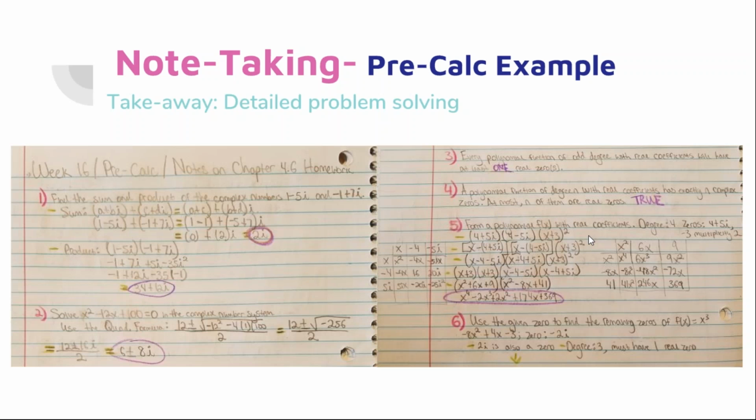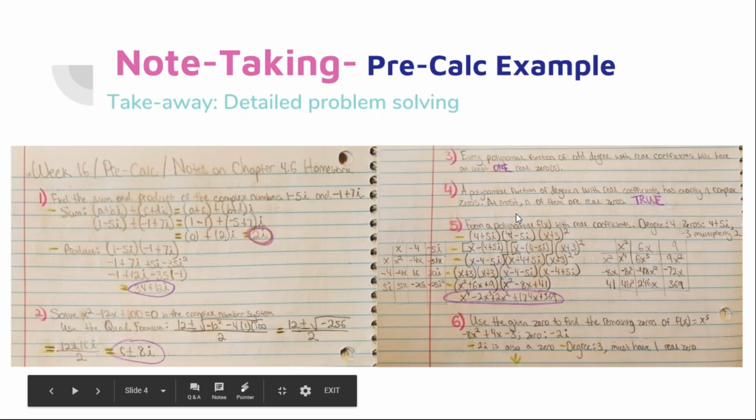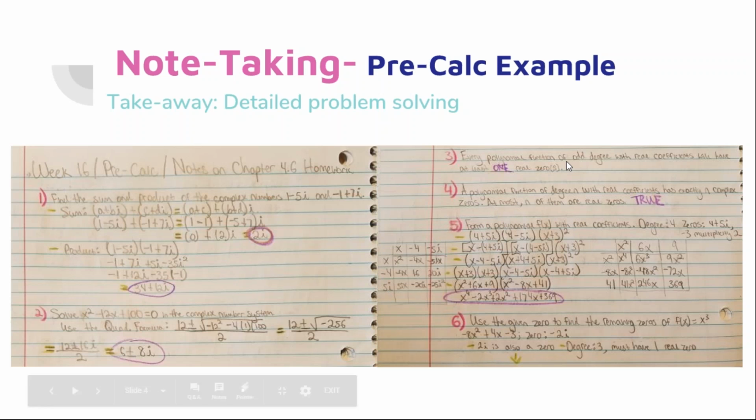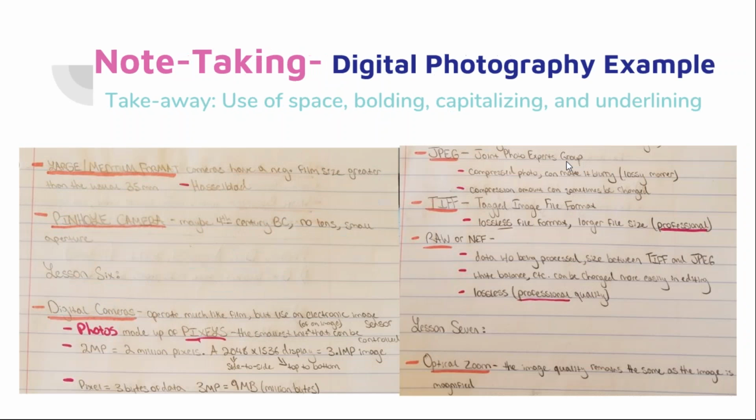All the different pieces. So once again, showing myself the problem solving and making sure that it was detailed. That way I knew how to solve everything. Then for classes like digital photography, which I'm actually taking this year, I structure it a little bit differently. I started doing it by lessons.